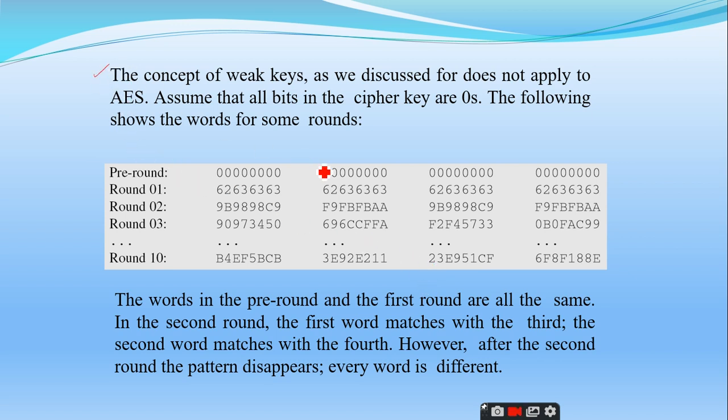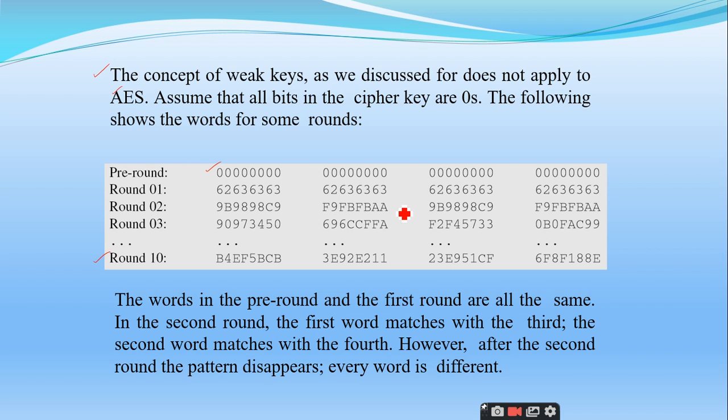And the concept of weak keys, which we have discussed in DES, doesn't have any importance in AES. Why? Because weak keys make the algorithm vulnerable to attackers. But here, even though you take a weak key like all zeros, the AES algorithm is still able to generate very good ciphertext at the end of the 10th round. This is the strength of AES.